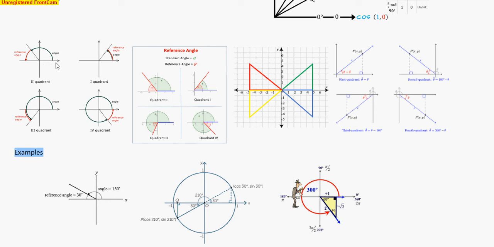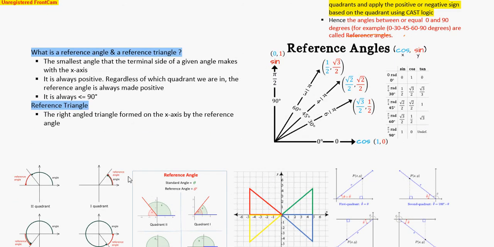So in this case, this green color over here is the standard angle, 150. And now how do I compute the reference angle? The logic to do that, which I did not explain for a reason, is that the reference angle is always with respect to the x-axis.